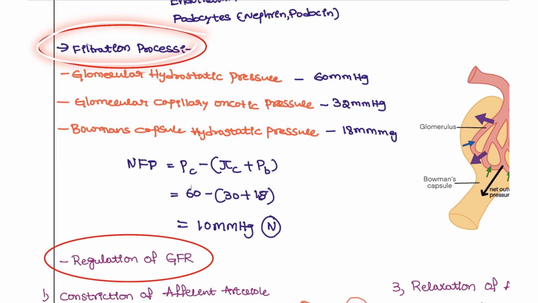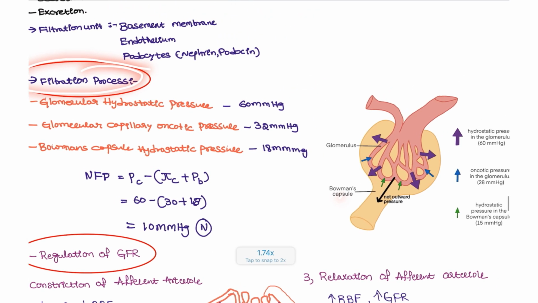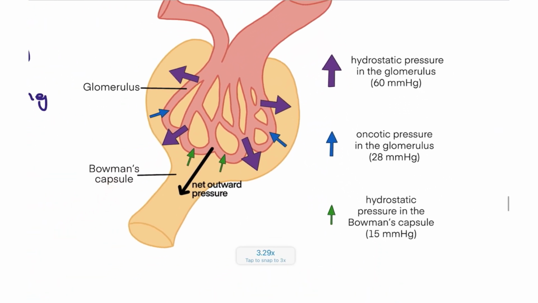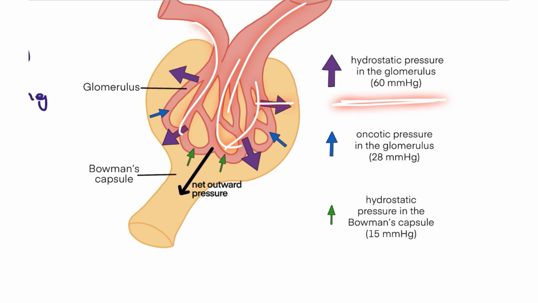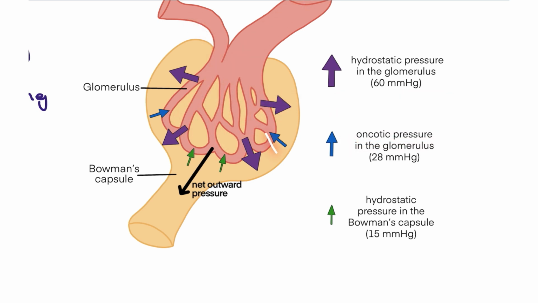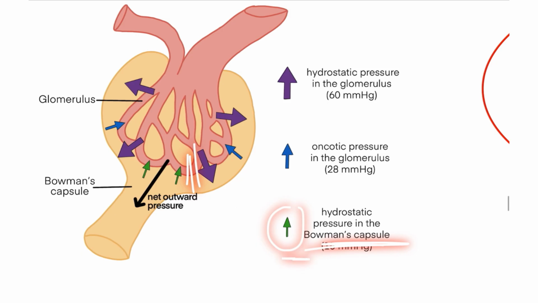What is the filtration process? Just basically, if you observe from this image itself, here you can see there will be hydrostatic pressures and oncotic pressures. From the glomerular arterioles, there will be increased hydrostatic pressure, and from the glomerulus, there will be the Bowman's capsule. Here, this one is going to give us the oncotic pressure, which is approximately 28 to 30. And from the capsule also we are going to get the hydrostatic pressure, that is symbolized in green. Here you can understand.